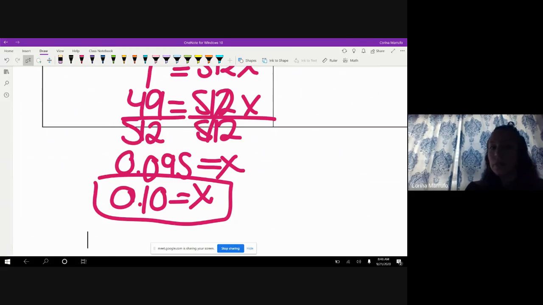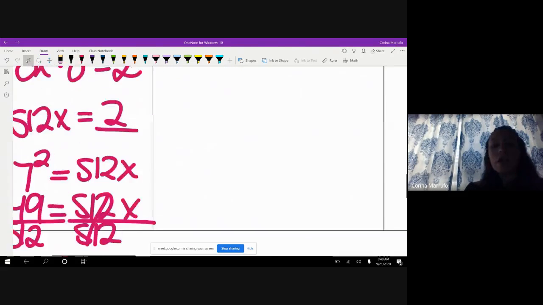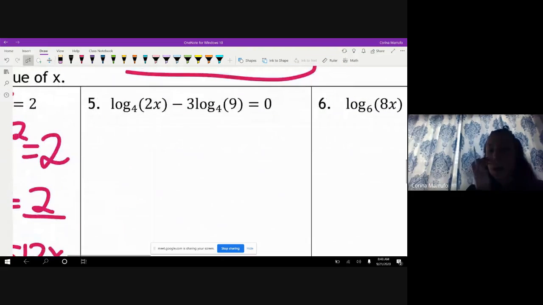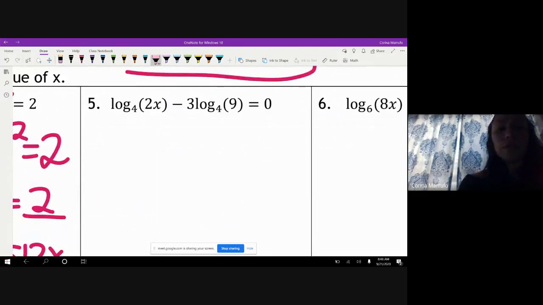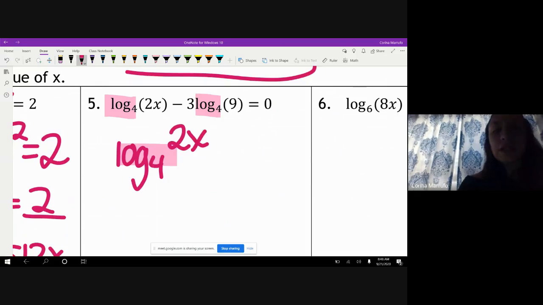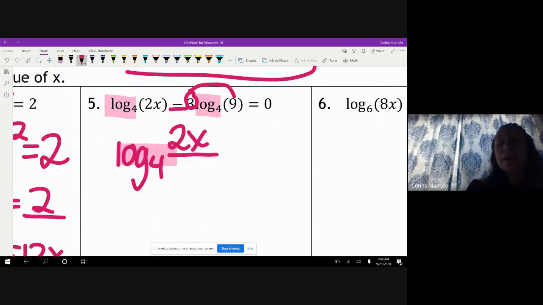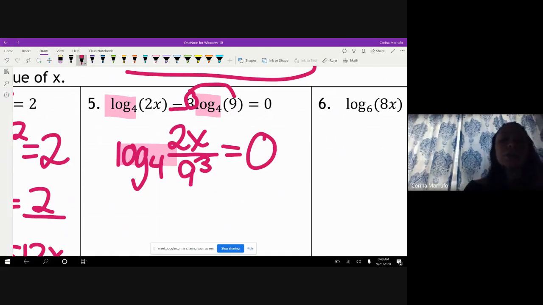All right, the next one. So here it's log base 4 of 2x minus 3 log base 4 of 9. Like we did in the other problem, we're going to condense it. They both have a log base 4, so we're going to write log base 4. This first part has a 2x, and then it's subtracting, so that means it's division, and this is going to go on the bottom. This 3 is going to go as an exponent for 9, so it'll be 9 to the third power, and then this is equal to 0.